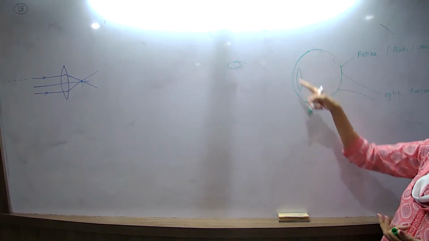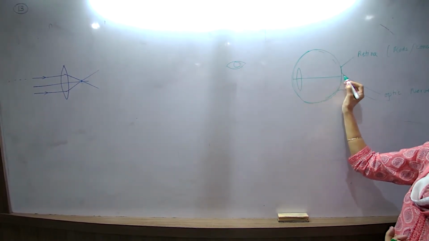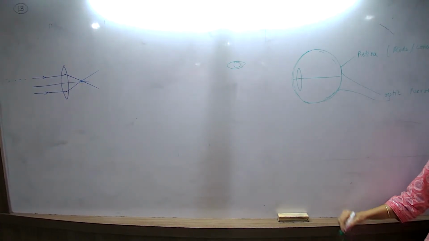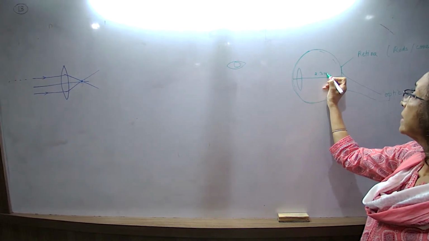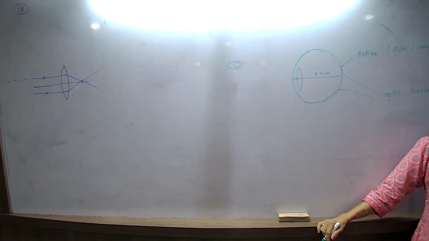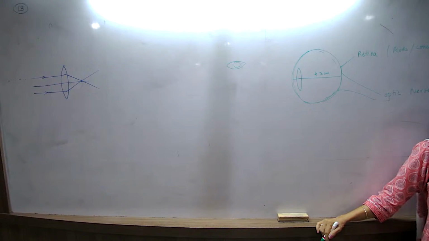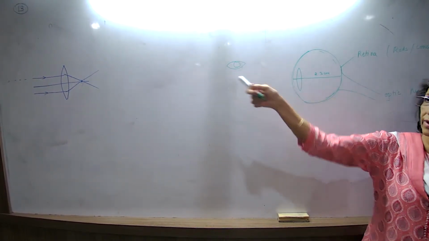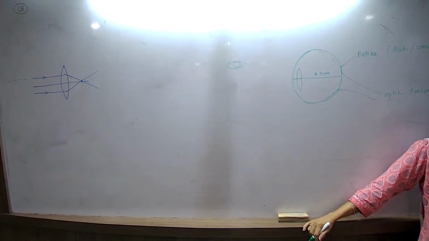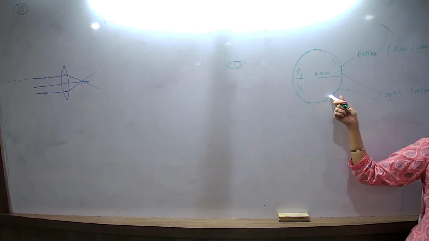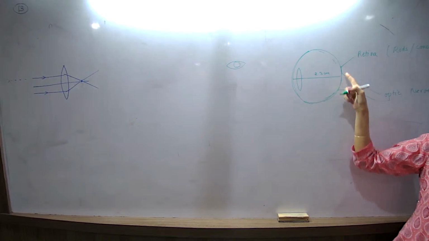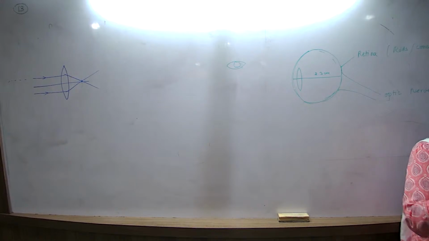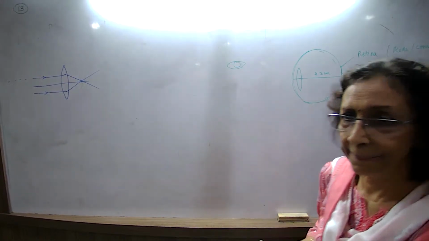Now here again, since the eye is roughly spherical, the diameter of the eye is approximately 2.3 centimeters. So here we have 2.3 centimeters. What does it tell us? What is the focal length of the human eye, approximately? Refer to this diagram and that diagram. Where is the image formed in the human eye? It is formed on the retina. Now I'm asking you, what is the focal length of the human eye?